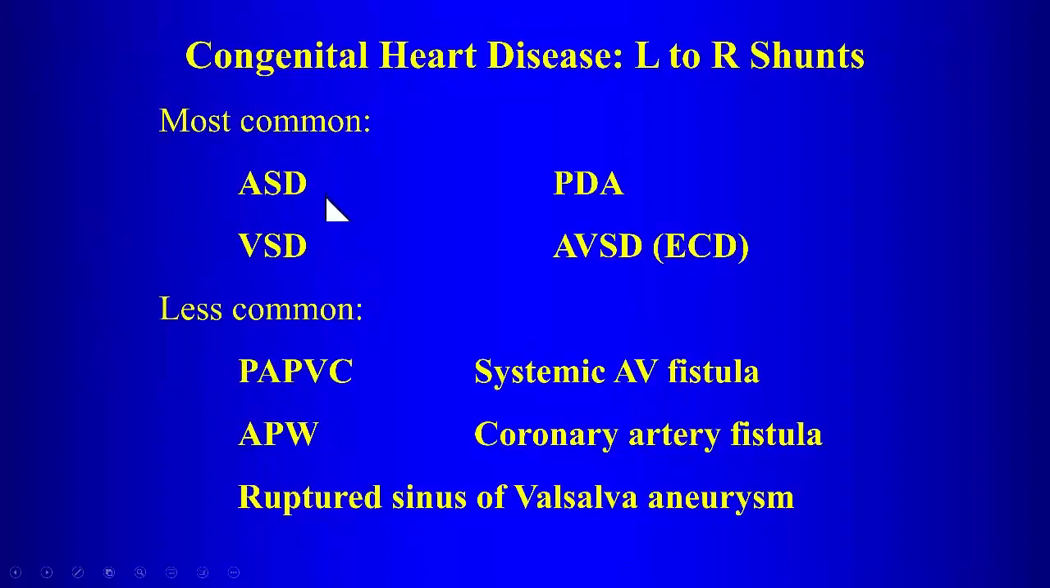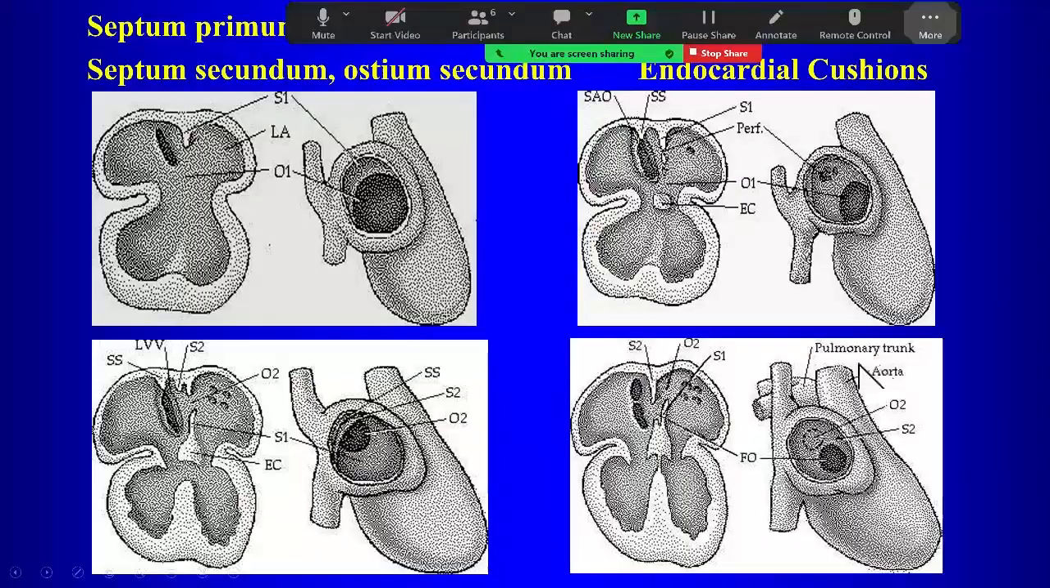The most common of these are ASD, VSD, PDA, and endocardial cushion defects, and then there are the less common diseases that will give you left to right shunts. For AV fistulas, coronary artery fistulas, and even a ruptured sinus of Valsalva aneurysm, it's not the left to right shunt component that's going to be significant. The other problems with these are more significant than the actual left to right shunt flow.